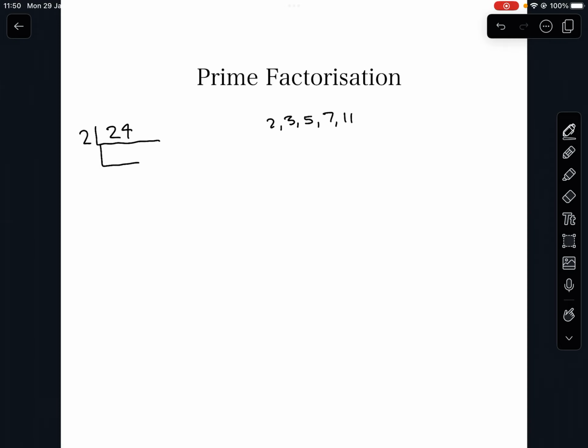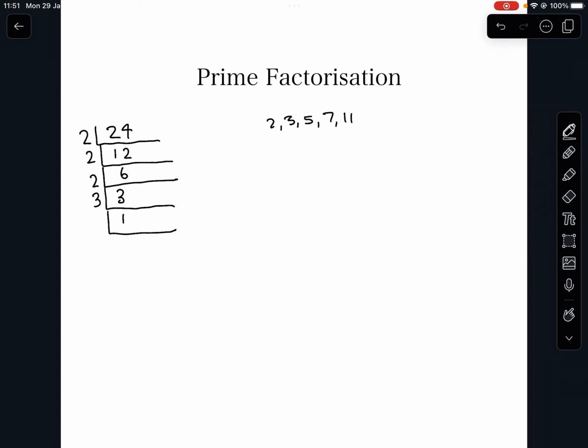And then what's 24 divided by 2? We get 12. Now what's the smallest prime number that divides into 12? It's 2 again. So we have 2 again here. Now 12 divided by 2 gives us 6. And again, we can use 2. And 6 divided by 2 gives us 3. But now we can't use 2 because 3 isn't divisible by 2. But 3 is divisible by 3. So now we have a 3 here, and that gives us a 1. And we know we are finished when we reach the number 1.